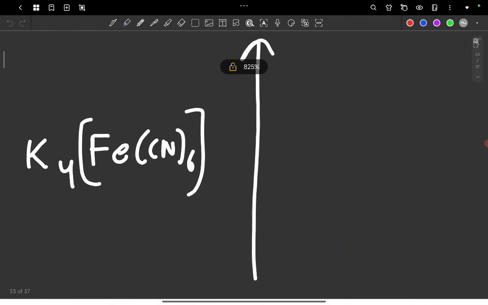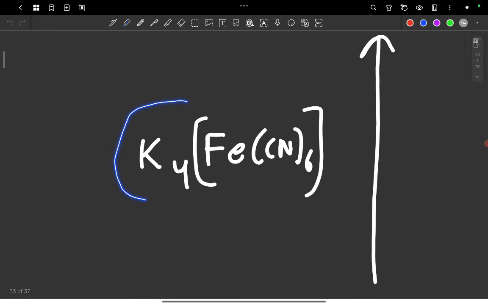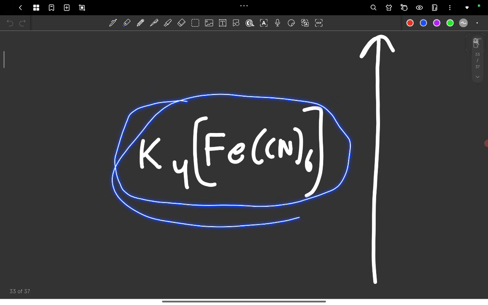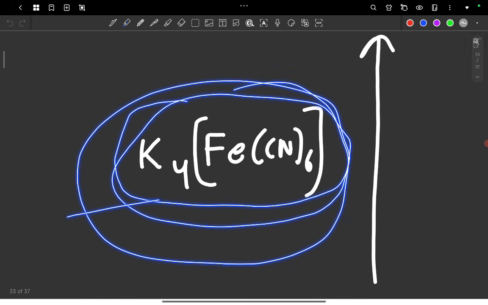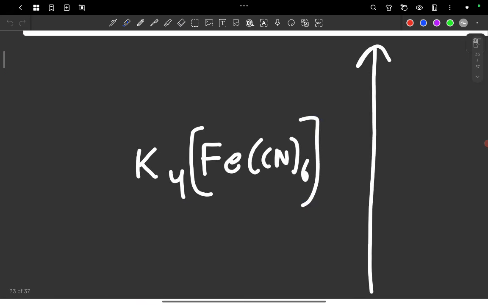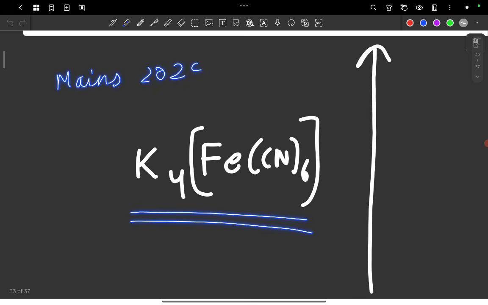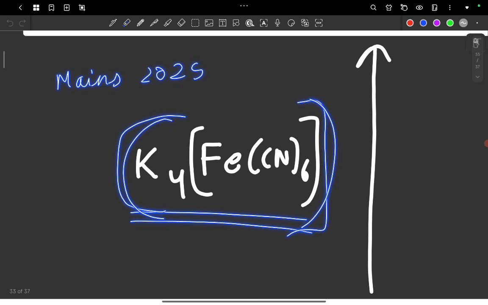And this guy, potassium hexacyanoferrate. Remember it, like tattoo it on your shoulder. We are going to meet this guy in almost every test we are going to perform from this point. Okay, and in Mains 2025 they asked a direct question about what kind of tests the potassium hexacyanoferrate gives.